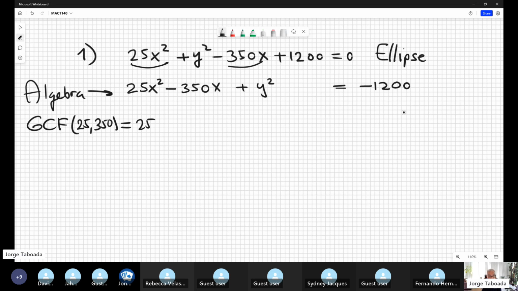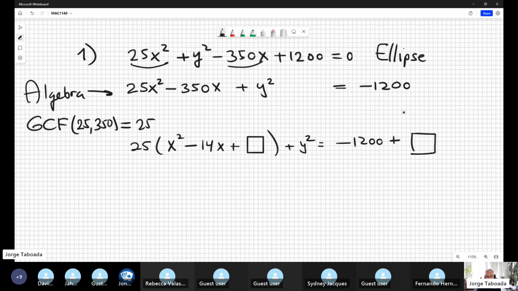25 is a great common factor. So you copy 25, you factor out 25 outside, and you have x squared minus something, and this something is 350 divided by 25, which is 14. Plus, now I put artificially one number here that completes the square. Plus y squared equals minus 1200 plus another box in order to keep the equilibrium of my original equation. Do you follow me?